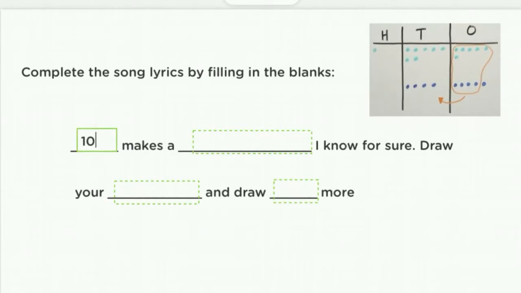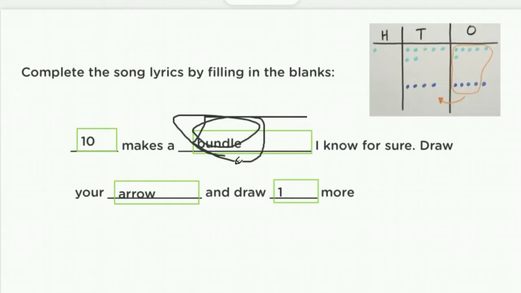Yes. 10 makes a bundle. I know for sure. Draw your arrow and draw one more. So sometimes, y'all, if we have 10 or more in one place value, we're going to have to bundle. We're going to have to bundle.